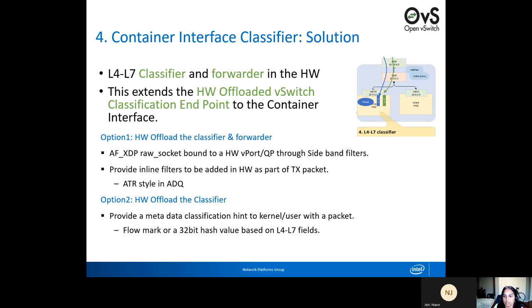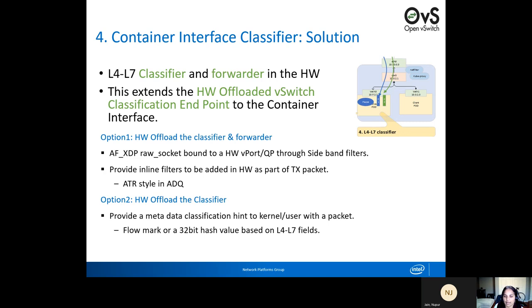So there are two possibilities in the space. One is, an AF_XDP raw socket gets bound to an individual queue pair, and hardware provides sideband filters or inline filters to route the traffic to these queue pairs, as was mentioned in the previous slide.